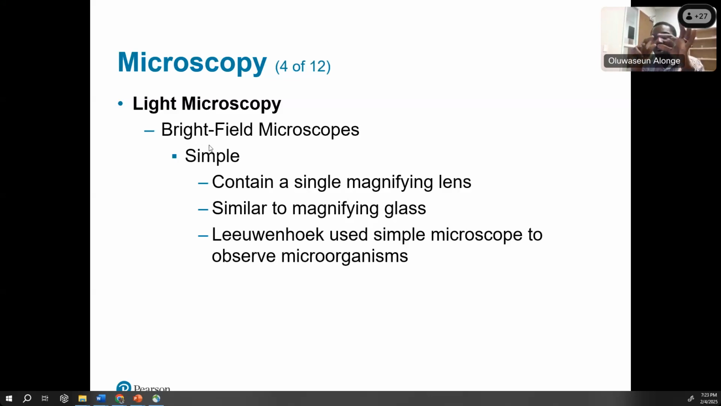You see all those lenses that you can just hold and then observe something with. That is simple because it has just one lens. But the compound has multiple lenses, which we will talk about. I'll show it to you. It's similar to regular magnifying lenses. This was what Leeuwenhoek used to observe a microorganism in his experiment.